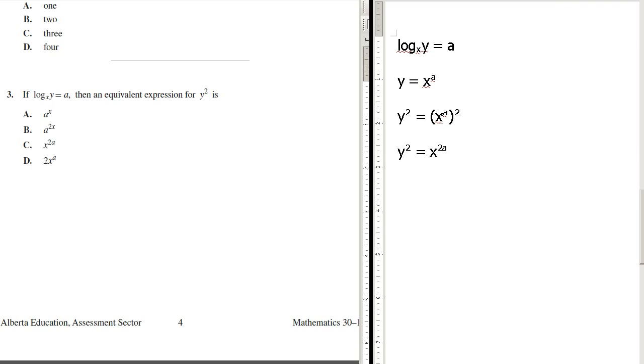Because when you have a power and then there's an exponent on the outside, you can just multiply the powers. Or, excuse me, multiply the exponents. That's how it works. So there's your answer, x to the 2a, that's C.